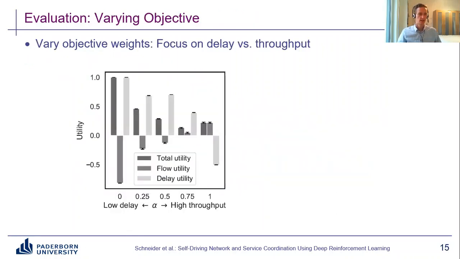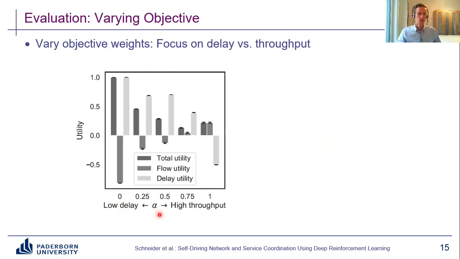Now let's have a look at varying the objectives. So not just looking at maximizing the throughput, maximizing the successful flows, but also minimizing the end-to-end delay. We can tune this by tuning the objective weights indicated here by alpha. And if we fully set alpha to 0, we fully optimize for low delay and not at all for throughput. And we can see that in this case, the agent does learn to fully optimize this delay utility, of course, at the cost of decreased throughput. So these are conflicting objectives.